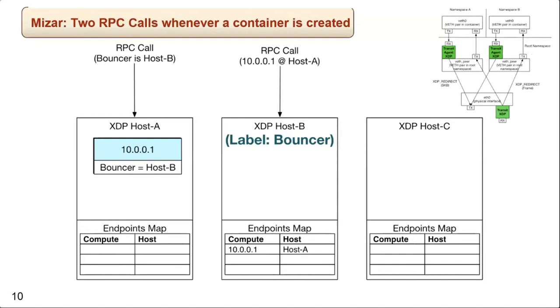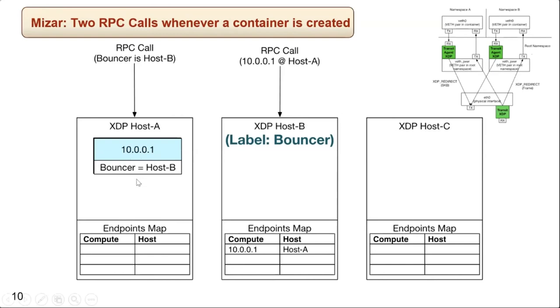As opposed to that, when you're creating an endpoint, a container, for example, we do two RPC calls. The first RPC call goes to the host in which we are going to provision the container and basically tells the XDP program that your bouncer is on host B. Okay, so you can see here that we're adding this new endpoint, 10.0.0.1, and we tell that endpoint, your bouncer is on host B. That's the only thing we do.